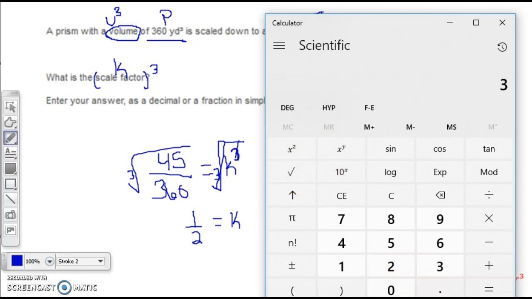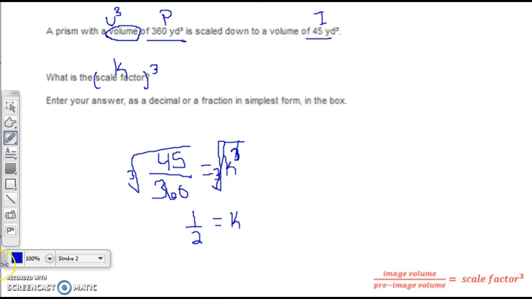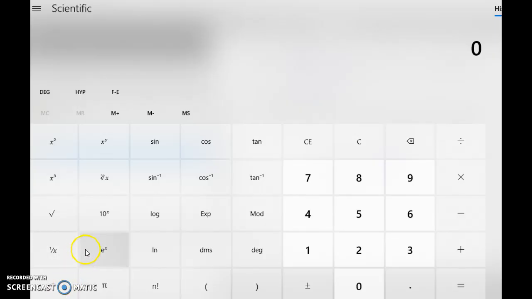Where's the cube root button? I just forgot. Hang on. Okay, so the reason I couldn't find the cube root button is because my calculator wasn't expanded to the full screen. So make sure that if you're using the computer calculator, you go ahead and expand it. And when I divided, I got 0.125.